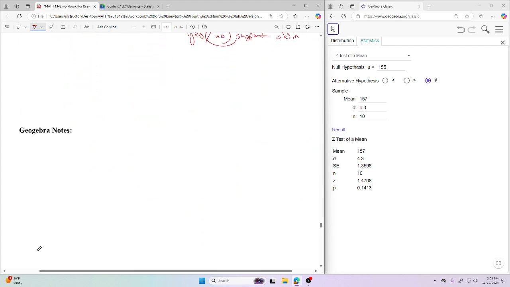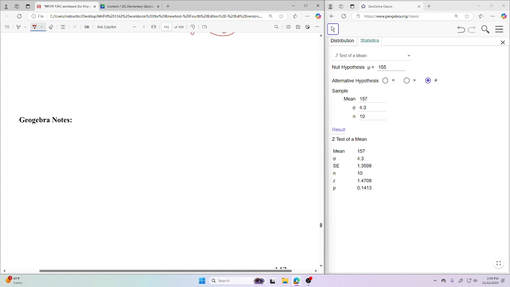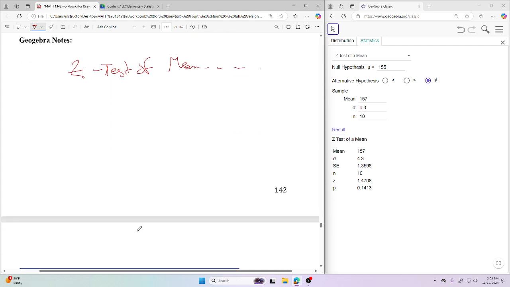How many of these are we going to do, Chad? I don't know, however many there are. GeoGebra notes, I don't know what you want to put here. This is the Z test of a mean. That's what we're doing, whatever you want to put there.